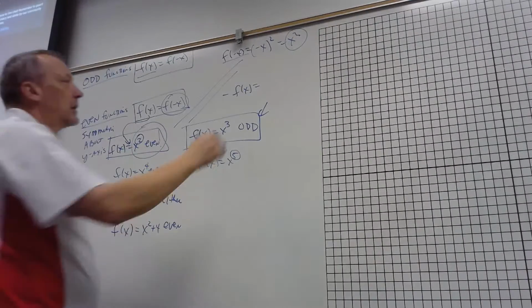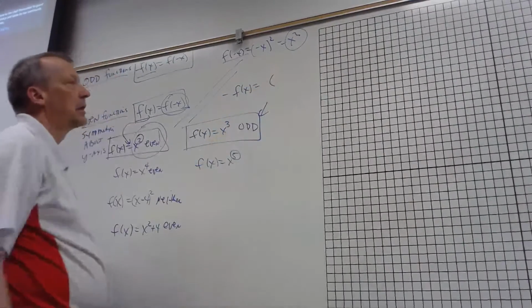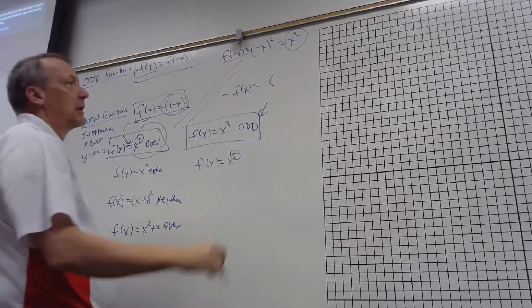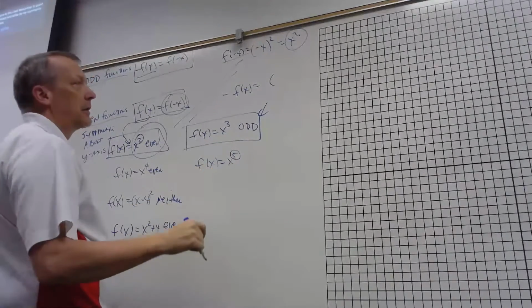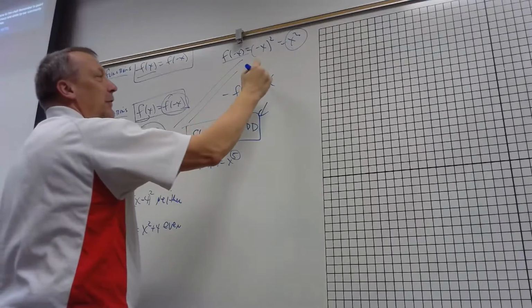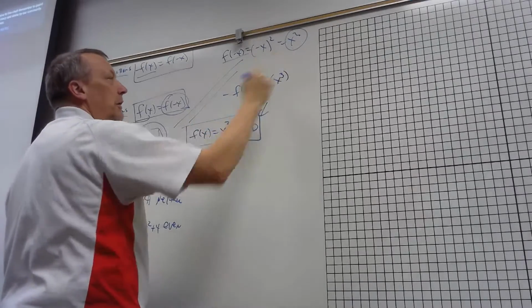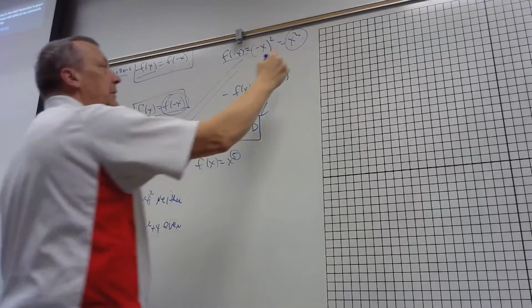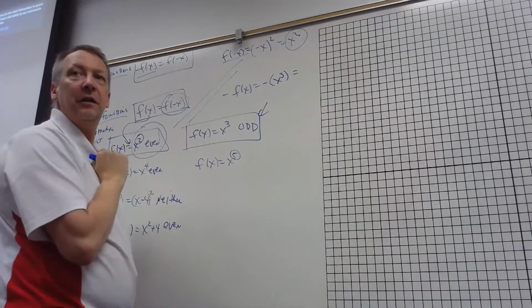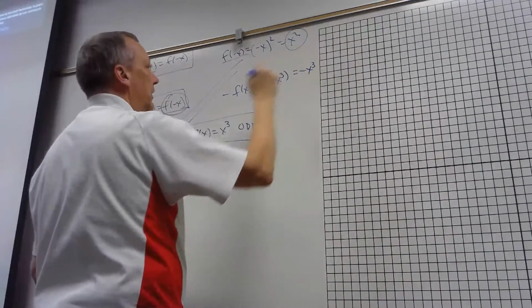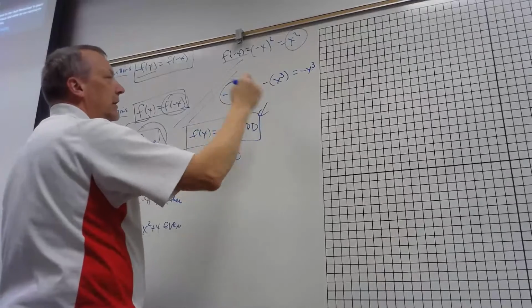If you just stuck the negative in front of x cubed, and then simplify that, it becomes negative x cubed. So that's minus f of x.